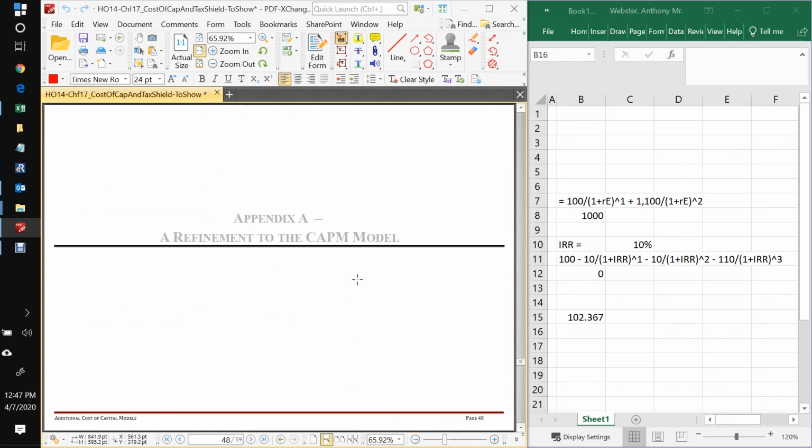Okay, and the rest of this chapter is an appendix about refining the CAPM model. Remember, we did look at some folks use refined versions, modified versions of the CAPM model. If you're super interested in that, you can read all about it in this appendix.